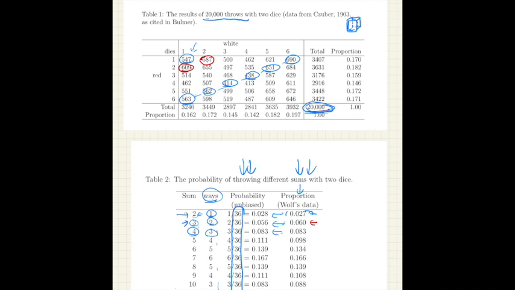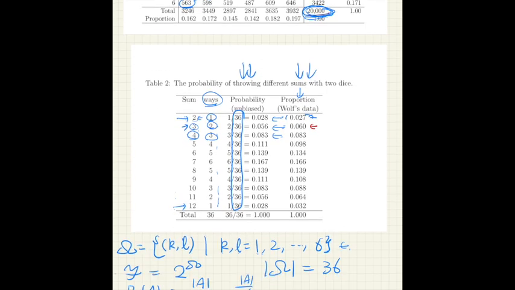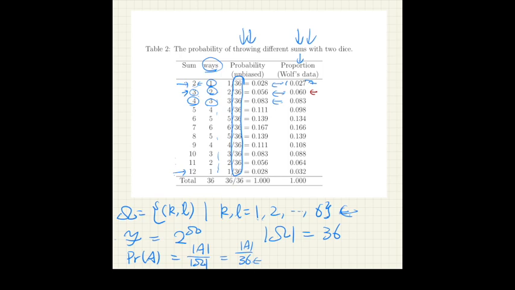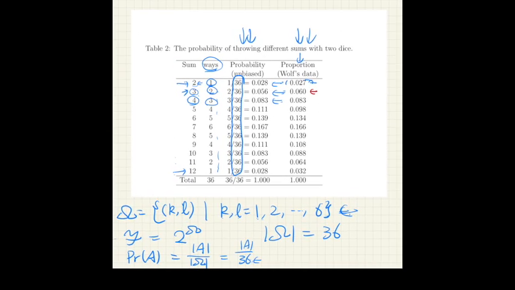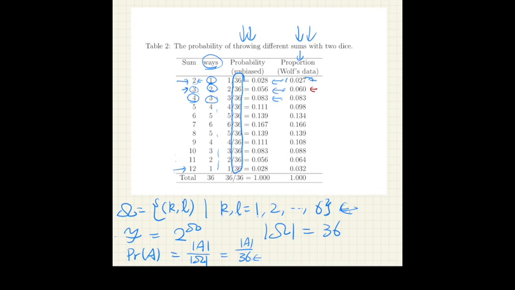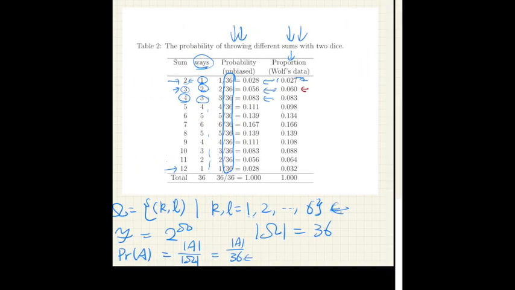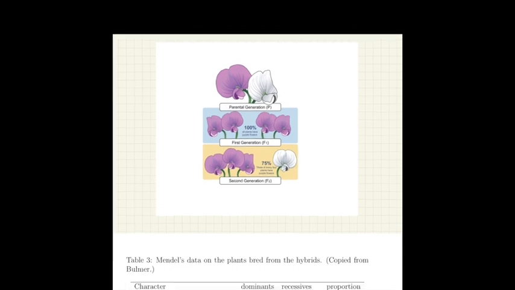So this sample space is clearly different from the sample space we have just described. Okay, think about this. Okay, that's all for this dice problem.